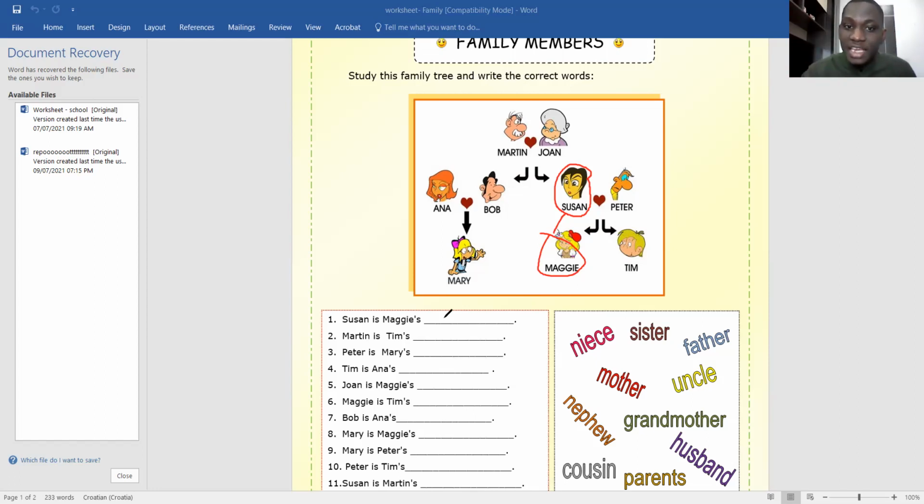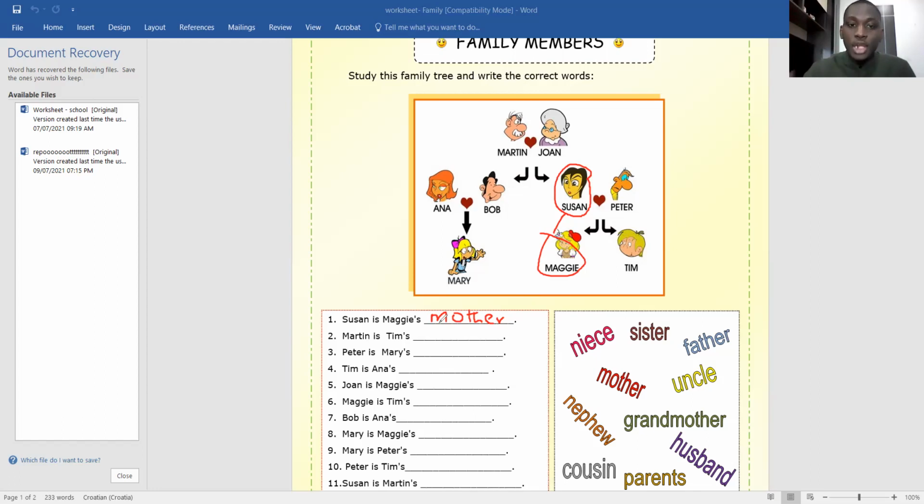Susan is Maggie's what? Mother. Susan is Maggie's mother. So can you read this? Number one, Susan is Maggie's mother. Say it again. Susan is Maggie's mother. Good. Susan is Maggie's mother.